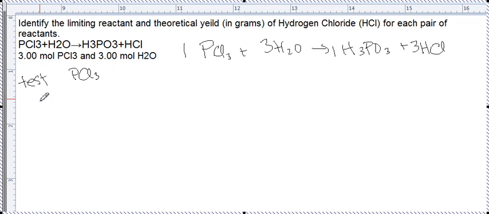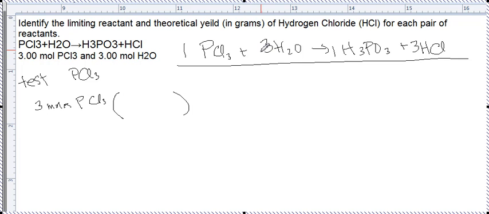So if we start off with 3 moles of PCl3 and we want to figure out how much hydrochloric acid we're going to get, first we need to figure out, if I put in 1 mole of PCl3, how many moles of hydrochloric acid will I get according to the balanced equation, according to the ratio? Exactly, I'll get 3. So the ratio is 1 to 3.